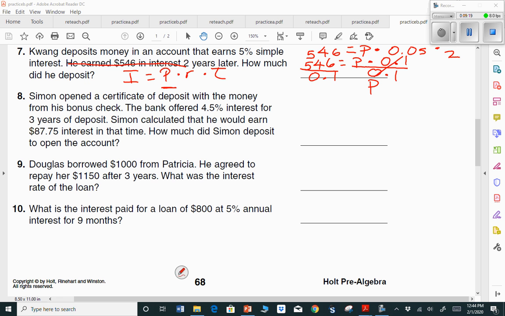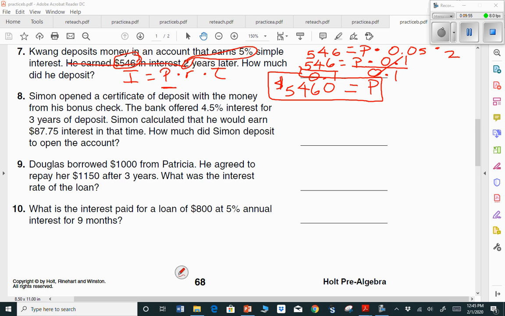That'll leave P over here, and then we'll have to do 546 divided by 0.1. And that comes out to $5,460. And of course, ask yourself if that makes sense, because we're looking for the amount that the person put in the bank. And actually, it makes a lot of sense because 10% over the 2 years was his interest, which was 546. So it makes a lot of sense.